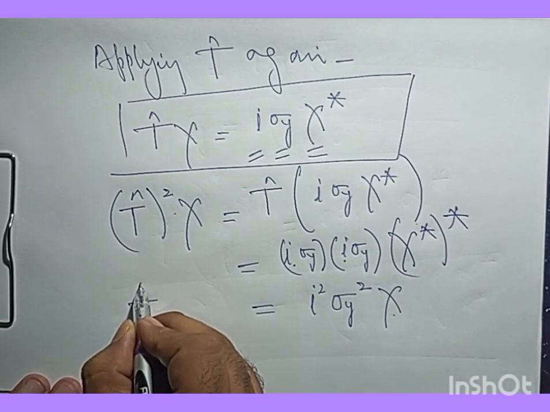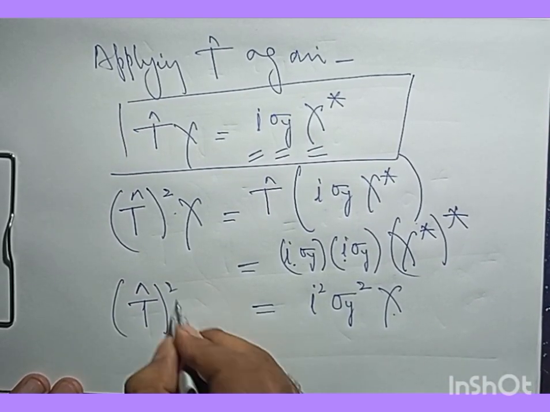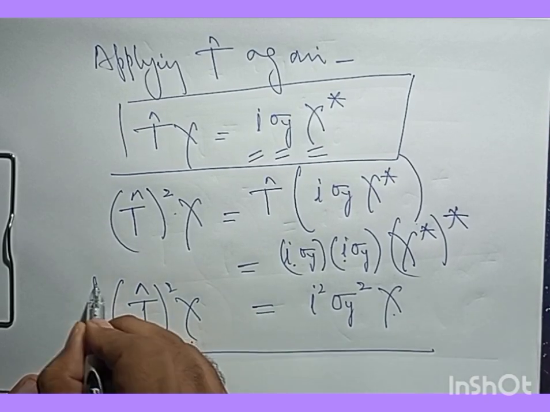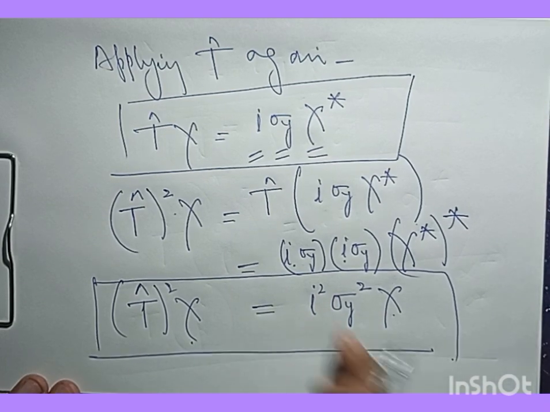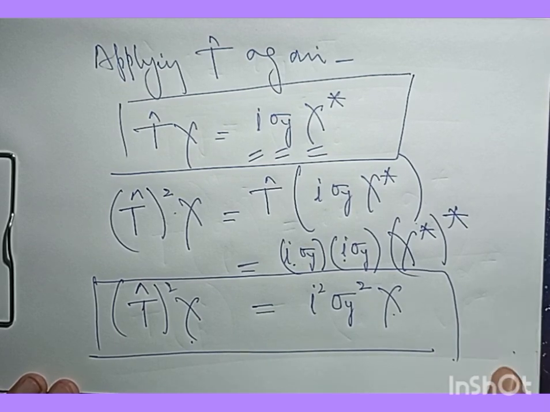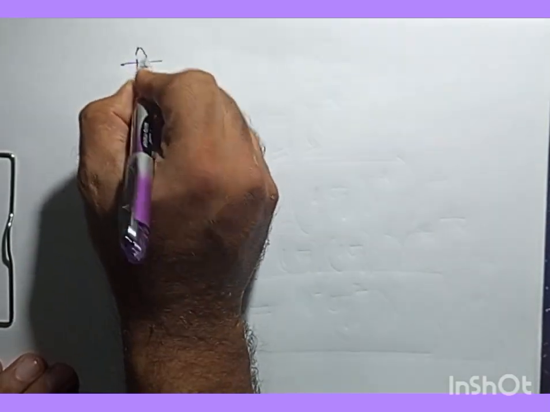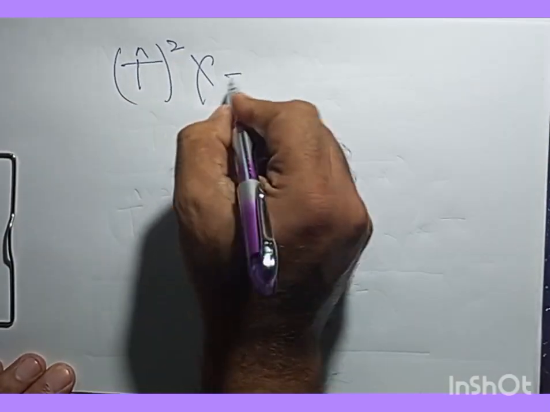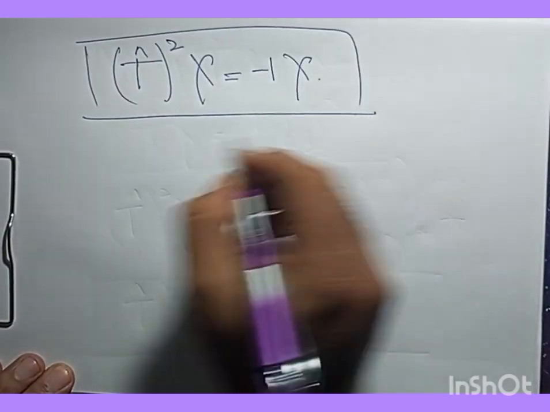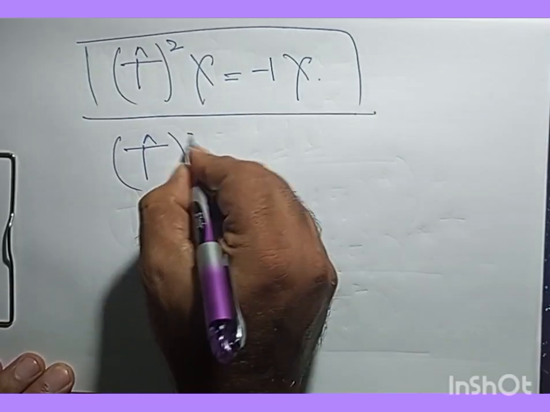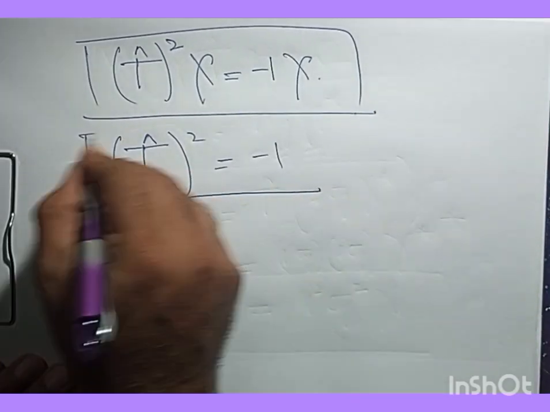So on the left-hand side, I have T whole square chi, the squared time reversal operator acting on a spinor. And on the right, iota square gives me minus 1. And what is sigma y square? We can check that sigma y square is 1. So what I'll obtain is T cap whole square chi equals minus 1 times chi, and I can say this T cap square is minus 1.